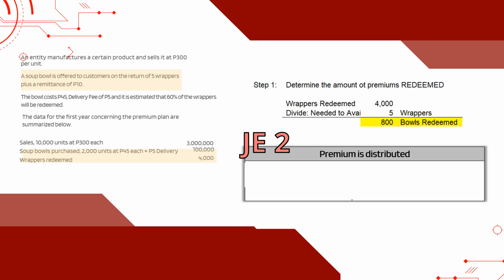So what does the journal entry look like? Step 1, we need to credit premium at cost. The cost is 800 times 50. Where does the 50 come from? It's the 45 cost plus the delivery fee. So 50 times 800, you will get 40,000. That means you will credit your premium because you are derecognizing the asset.